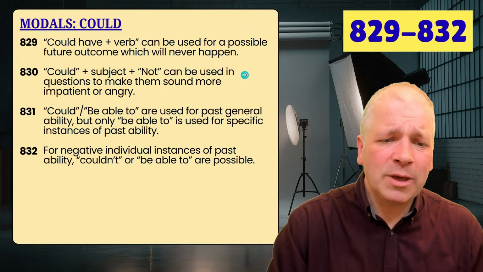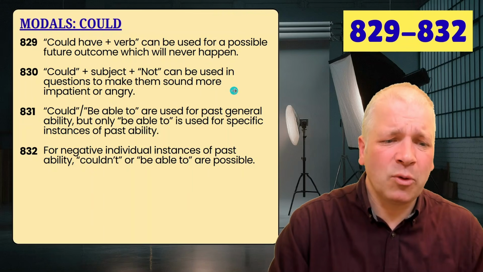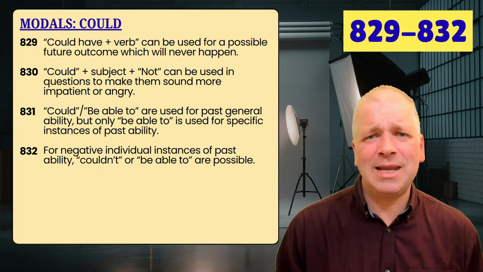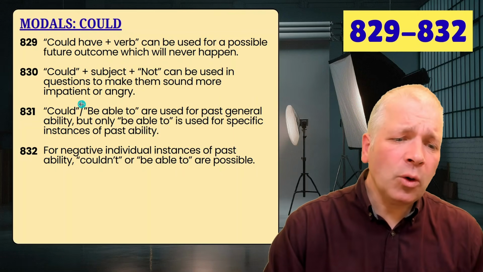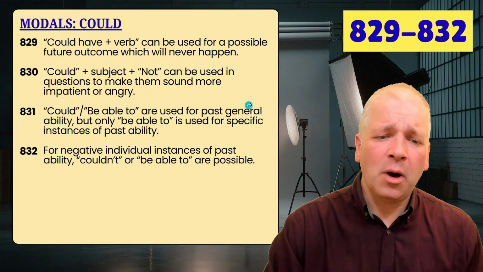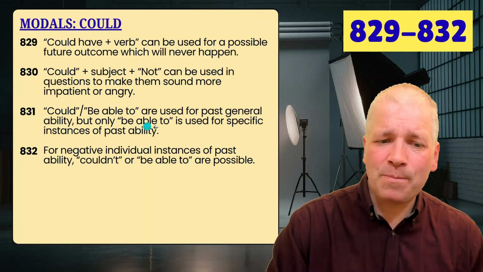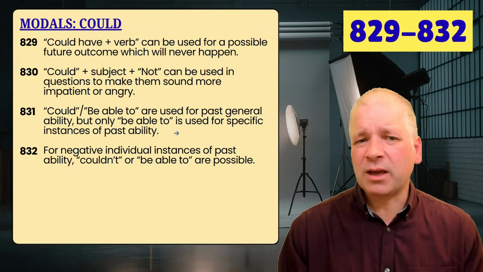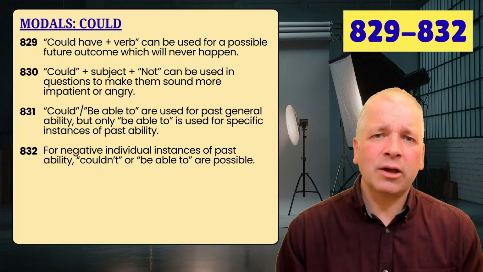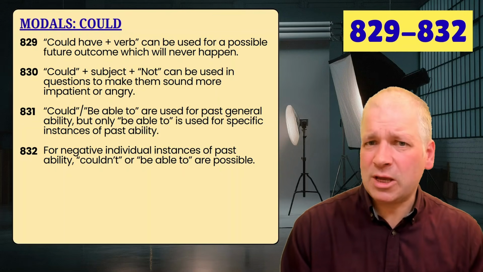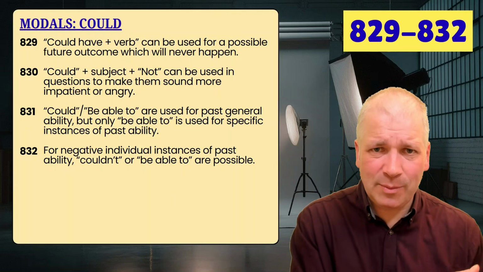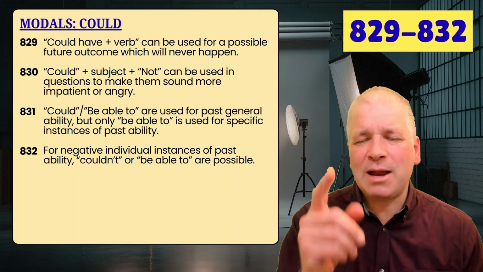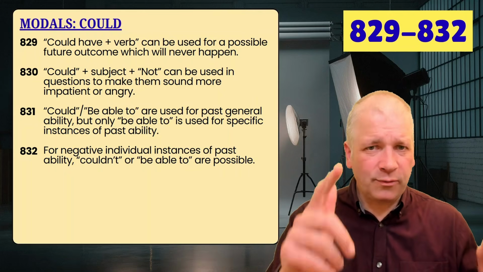Could subject not can be used in questions to make them sound more impatient or angry. Could you not keep quiet for a few minutes? Could and be able to are both used for past general ability, but only be able to is used for specific instances of past ability. So I can't say, yesterday I could climb the tree. You need to say, yesterday I was able to climb the tree, because it was one event. But when I was younger, I could climb trees. That's fine, because that's general, not just focusing on one event.